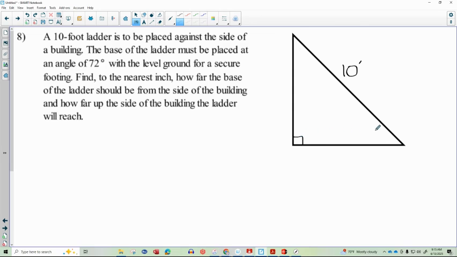This we already know is 90. So I'm going to put my 72 degrees right here because that's the angle made with the ground right there. All right. Now, this was a two-part question. So let's do the first one first.